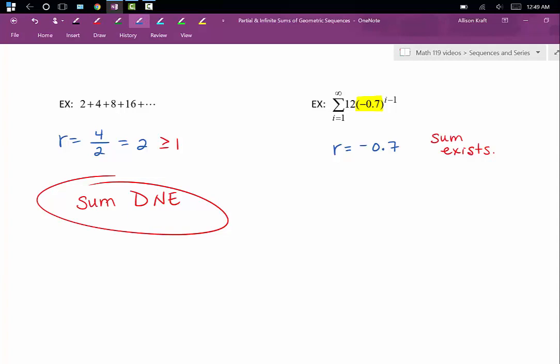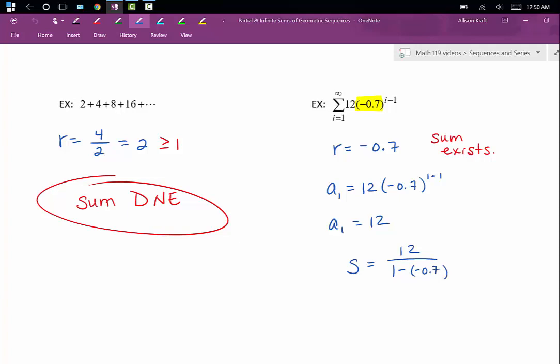Well, I also need to be able to plug into my formula, I need my first term. So let's find that first term by plugging 1 into our rule. It's going to be 12 times -7/10 to the 1 minus 1 power. That's going to be an exponent of 0. Anything to the 0 power is 1, giving me that a sub 1 is equal to 12. Now let's plug in. Our infinite sum is equal to 12 divided by 1 minus -7/10.